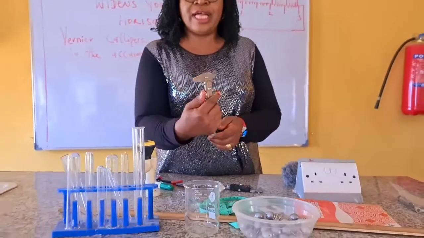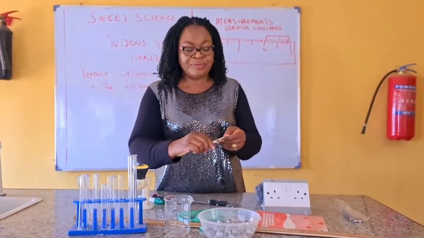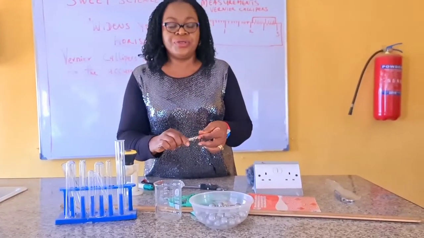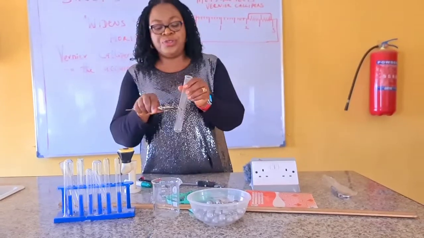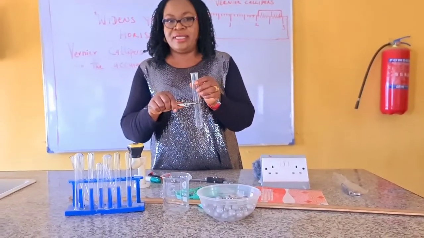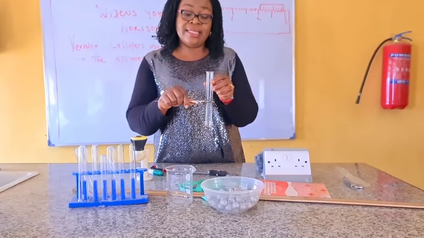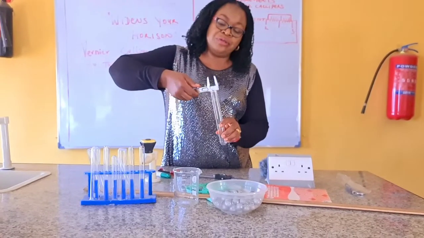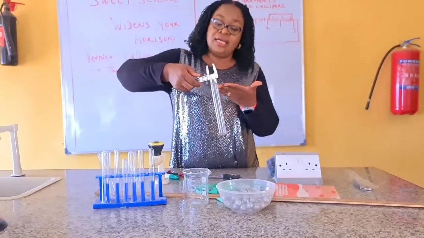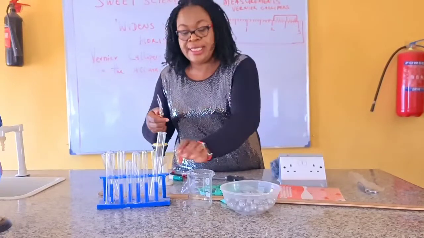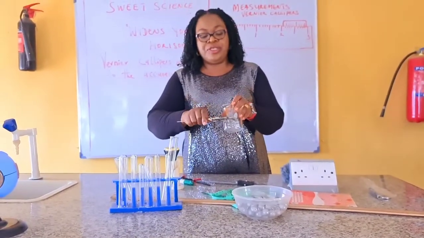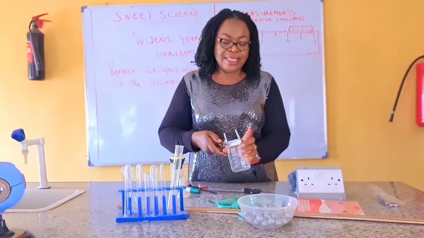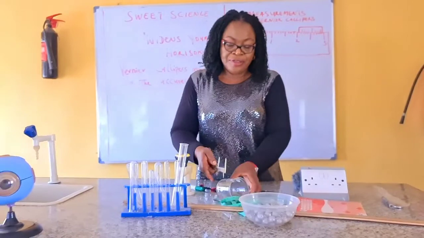In this analog vernier calipers, you have the sliding jaw. You have two jaws, the bigger jaw and the smaller jaw. The bigger jaw is used to measure the external diameters, while the smaller jaw can be used to measure the internal diameter. Example of a test tube or a cylinder: you can use this to measure the external diameter of the cylinder, and you can also use it to measure the internal diameter of this cylinder.